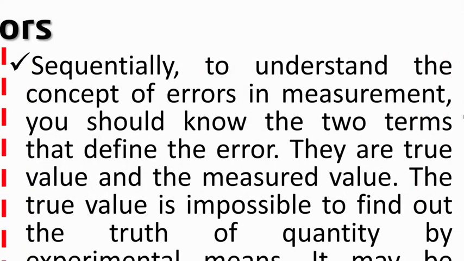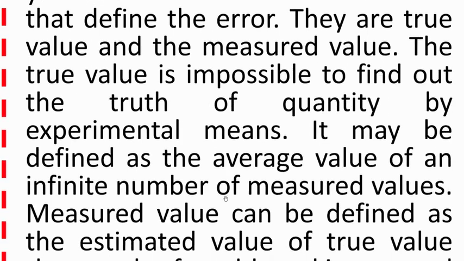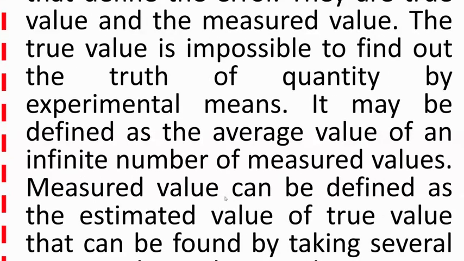Sequentially, to understand the concept of error in measurement, you should know the two terms that define the error: the true value and the measured value. The true value is impossible to find out the truth of the quantity by experimental means. It may be defined as the average value of an infinite number of measured values.